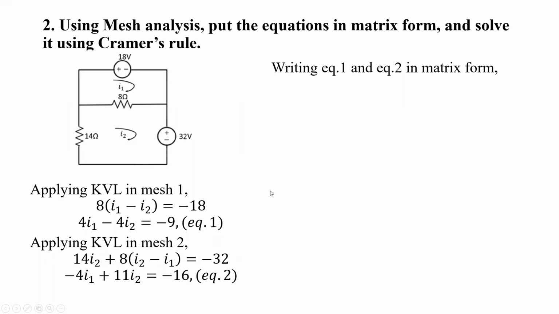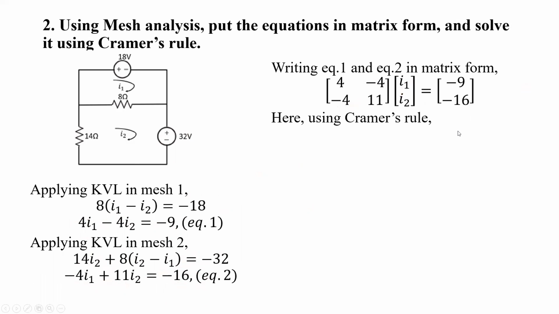Now, let's write these two equations in matrix form. In matrix form, the coefficients of I1 and I2 are 4 and minus 4, and for this equation, minus 4 and 11. And the right hand side terms are minus 9 and minus 16. So now we will be using Cramer's rule.